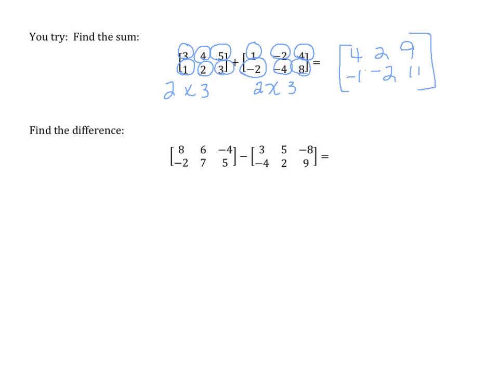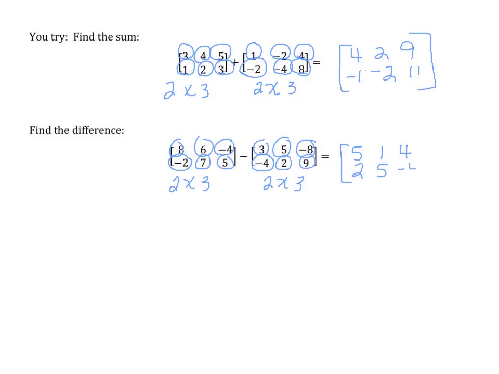The same rules apply with subtraction. So again, we have a 2 by 3 and another 2 by 3, so we're able to subtract them. We do the same thing. We want to subtract the corresponding elements. Be careful with subtraction and negative numbers. So 8 minus 3 is 5. 6 minus 5 is 1. Negative 4 minus a negative 8 becomes negative 4 plus 8, so a positive 4. Negative 2 minus a negative 4, so again, subtracting a negative is the same as adding, so negative 2 plus 4 is 2. 7 minus 2 is 5. And 5 minus 9 gives us negative 4.